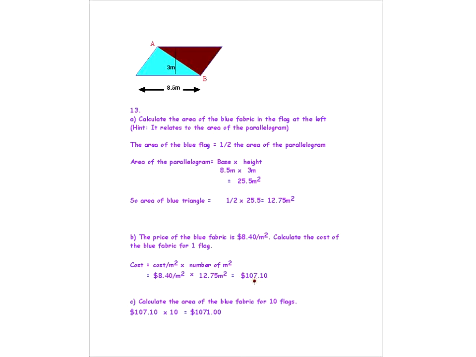Okay, what does part B say? Or C, I should say. Part C says, how much would it cost for 10 flags? All we need to do is multiply this amount times 10. We do that, we get $1,071.